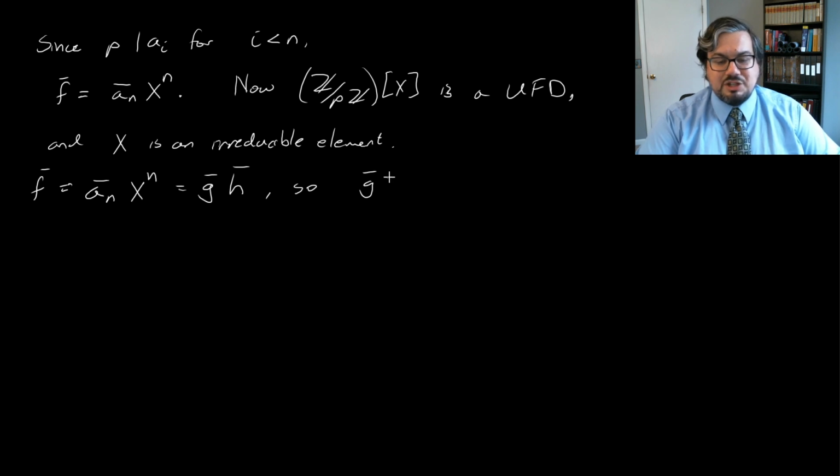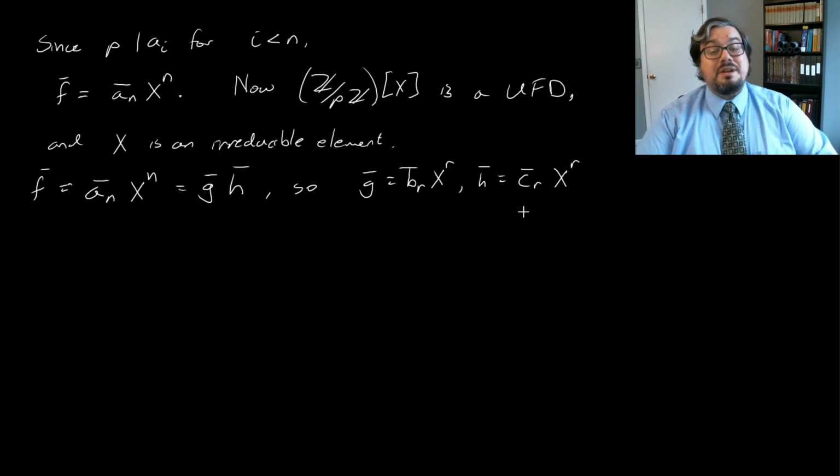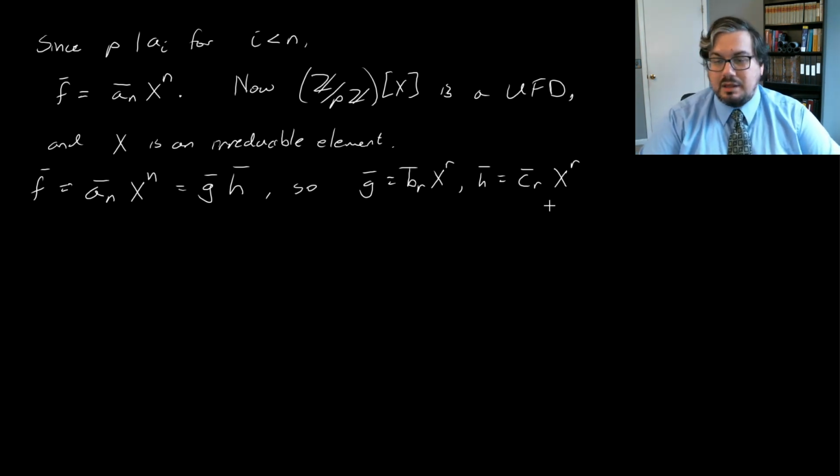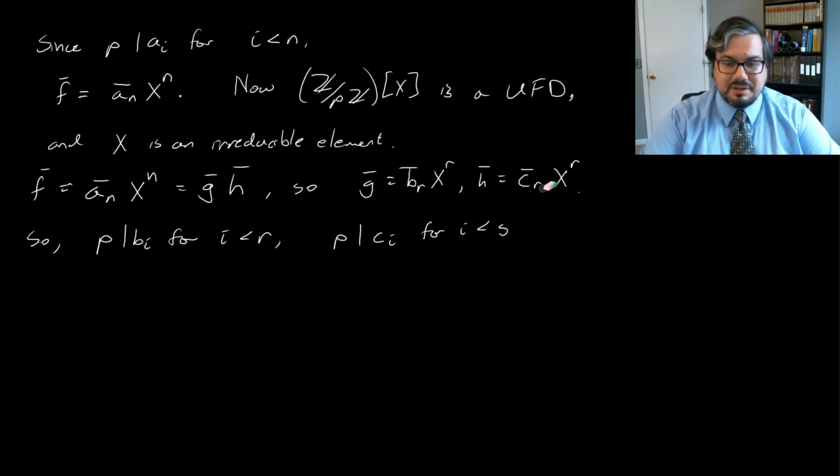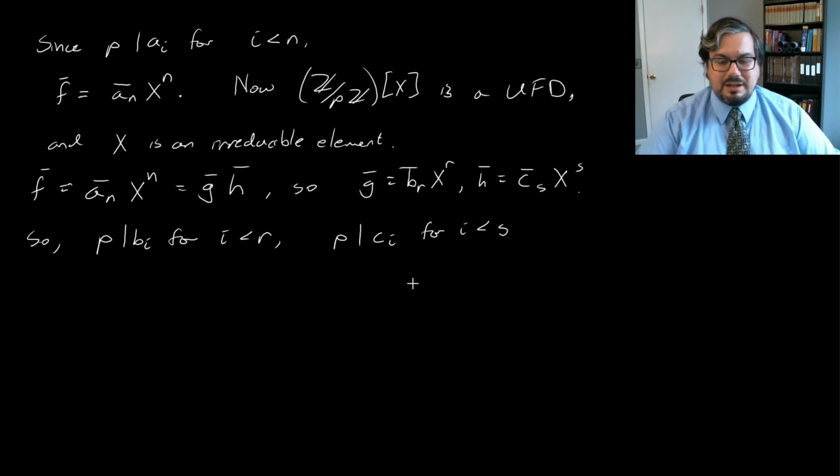So we must have that g bar is exactly equal to b_r bar times x to the r, and h bar is exactly equal to c_s bar times x to the s. So in other words, all of the other coefficients of g and h must also be divisible by p, just like for f. So that means that p divides b_i for i less than r, and p divides c_i for i less than s. Sorry, s is here for h.